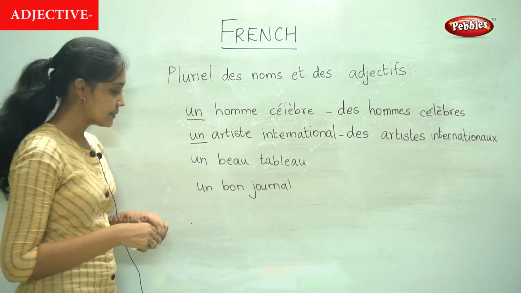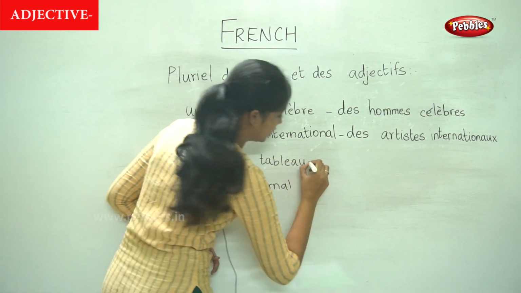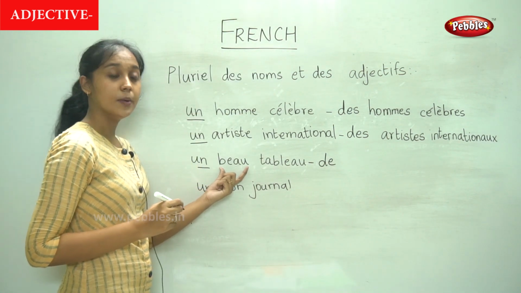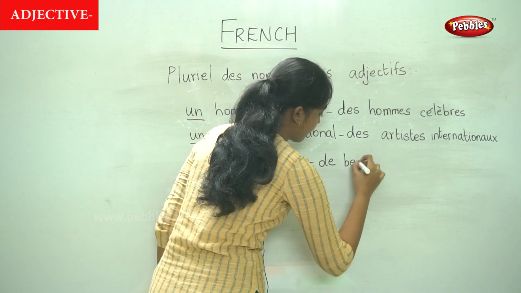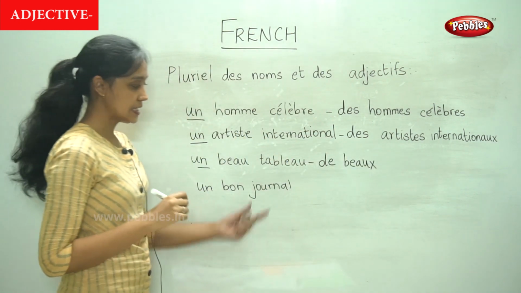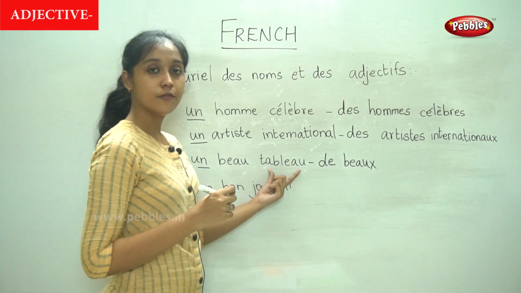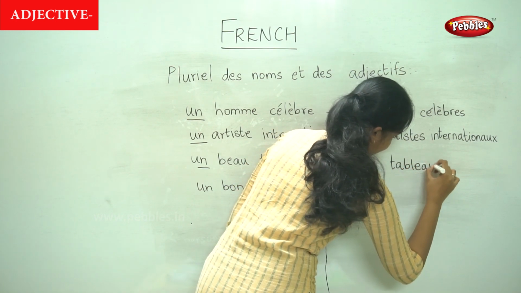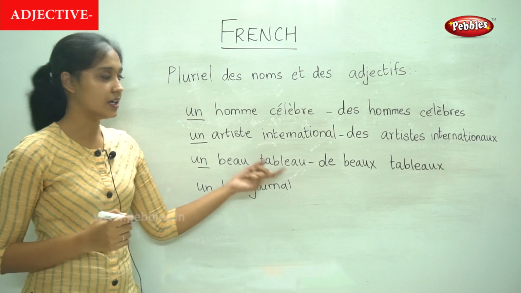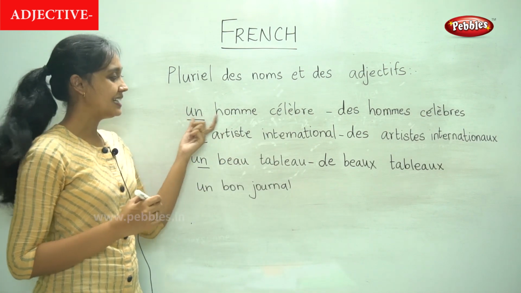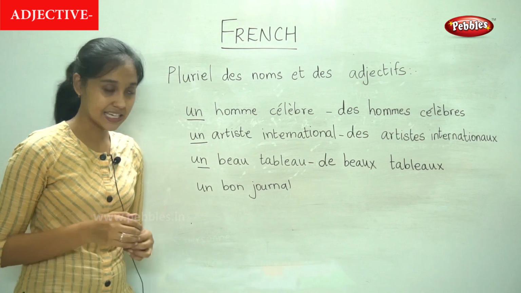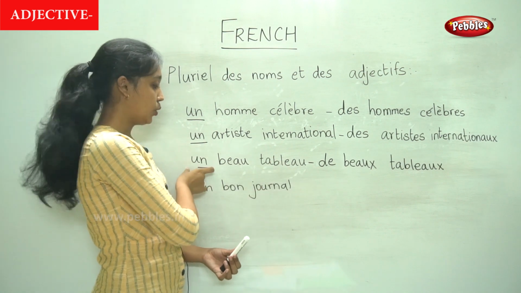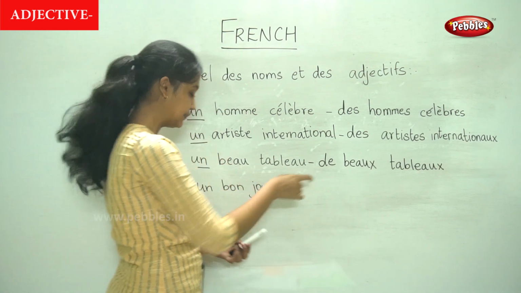So in that case, un becomes les, beau, so the plural for beau is beaux, and tableau, the plural for tableau is tableaux. So it is similar. Every word is made into the plural form, but in this case, since the adjective comes first followed by the noun, we replace un with des.